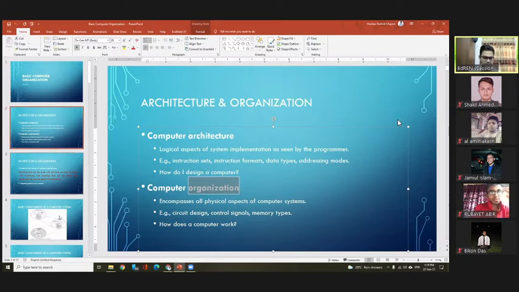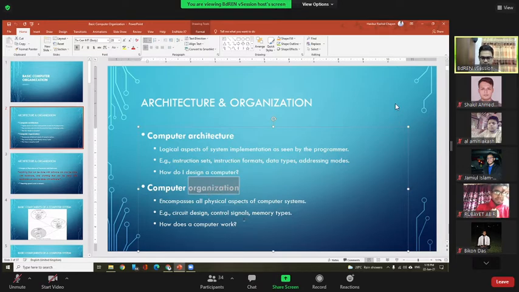times in the next some of the other slides, and of course the entire syllabus as well, I mean the course as well. So please try to understand the two terms, architecture and the organization. Just remember, architecture is the design part and the organization is actually the physical part.